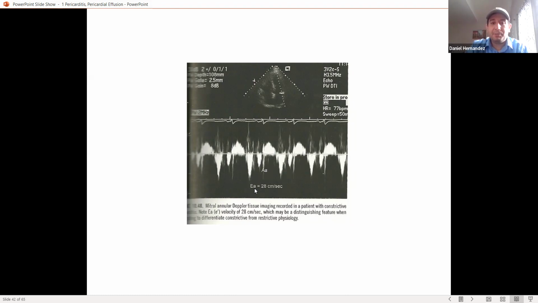Whereas with constrictive pericarditis, we may actually have increases in this E wave. Here we see an E velocity of 28 centimeters per second. So that's one way we can use tissue Doppler to differentiate between restrictive cardiomyopathy versus constrictive pericarditis.